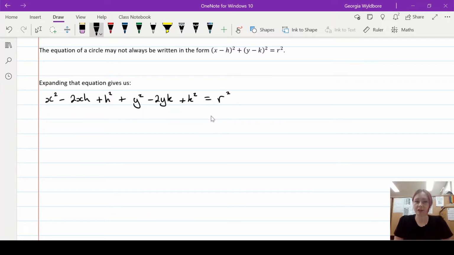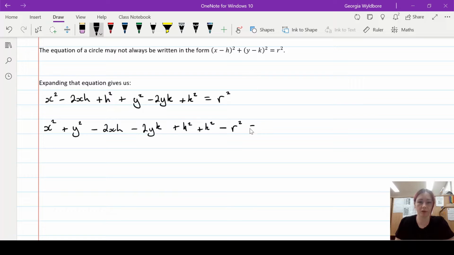Now I'm going to rearrange this a little bit so that we group particular things together. So we've got x squared, and we're going to put the y squared with it. And then we have minus 2xh minus 2yk plus k squared, plus h squared plus k squared. And we're going to take the r squared over to make this equal to 0.